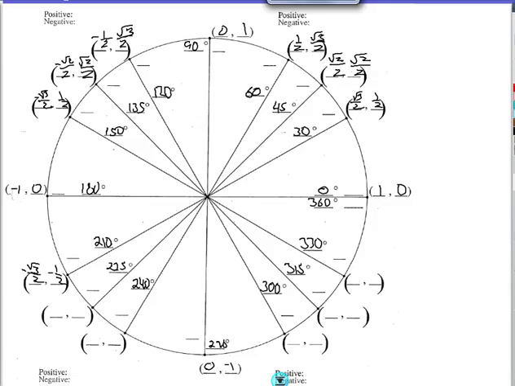What's the coordinate of that point going to be? Negative square root of 2 over 2, negative square root of 2 over 2. What's the coordinate of that point going to be? Negative 1/2.